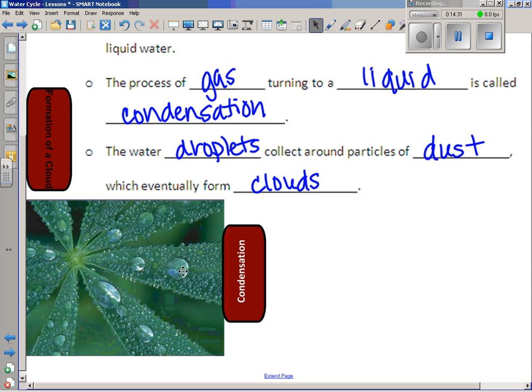Here's an example of how that would happen with a plant. It was cool outside, that plant was sweating, it was releasing that water vapor through transpiration, and it cooled from a gas back to a liquid. And then you see that dew on the plant, which is an example of condensation.